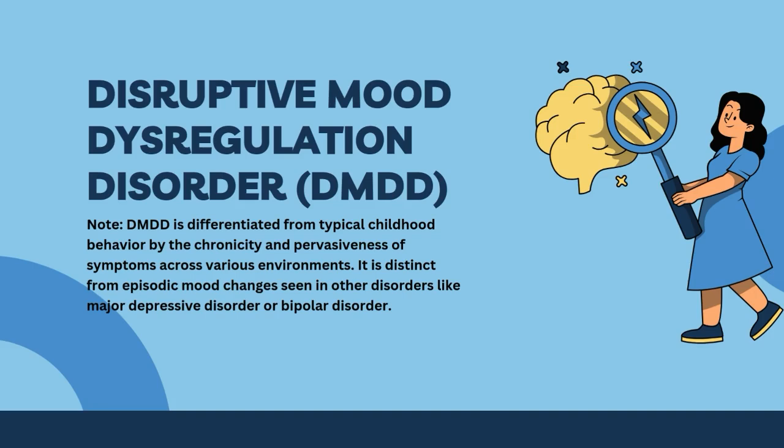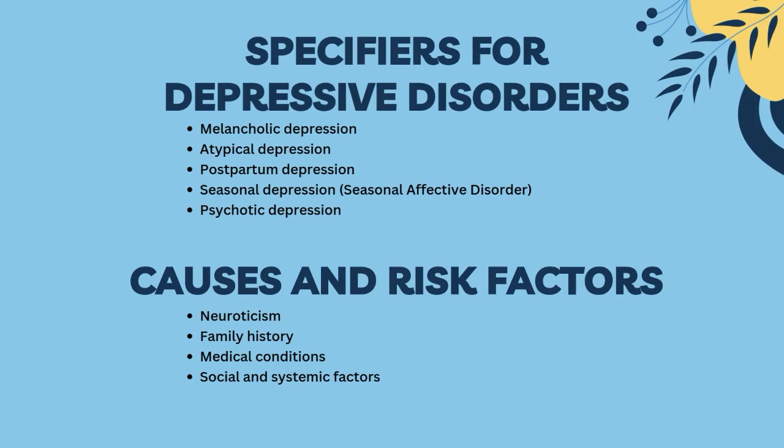In practice, distinguishing disruptive mood dysregulation disorder from typical childhood behaviors can be tricky. For example, a child displaying irritability only at school might be reacting to a specific stressor rather than meeting the pervasive and persistent criteria of disruptive mood dysregulation disorder. So in the DSM, there are multiple specifiers for depression, and depression can present in different forms. The DSM-5-TR includes these specifiers to help capture the diversity of the diagnosis.